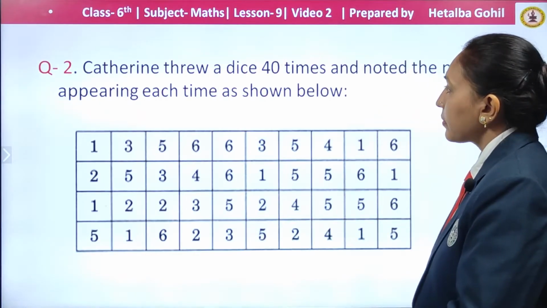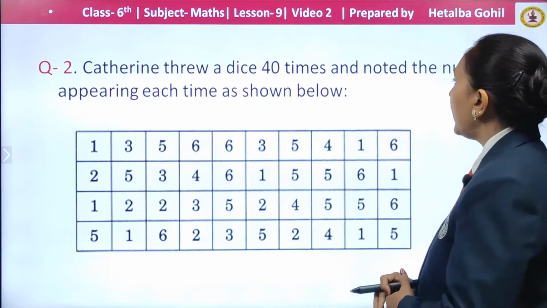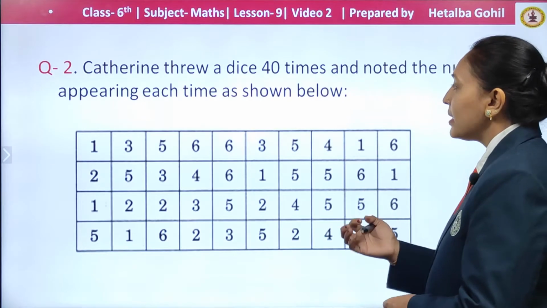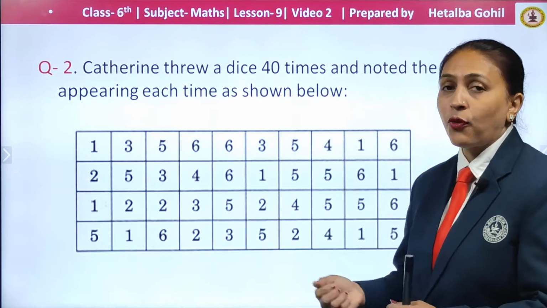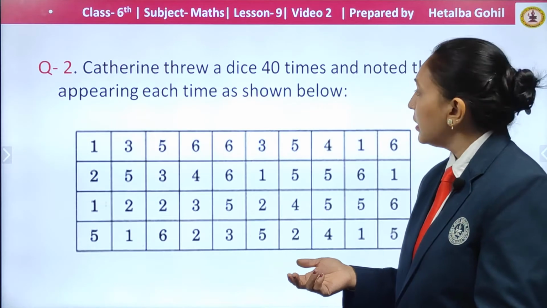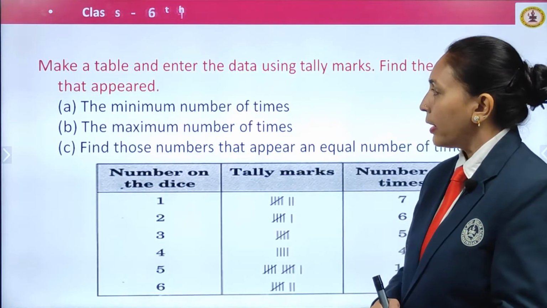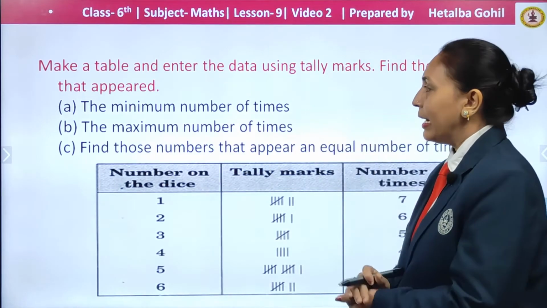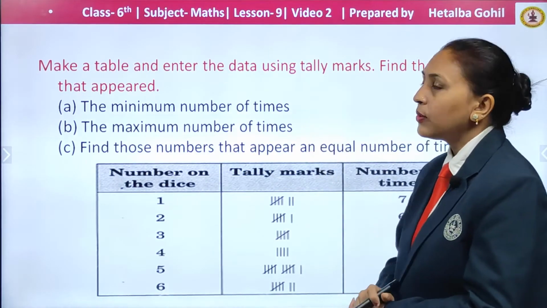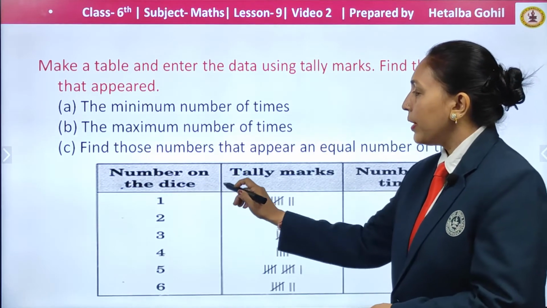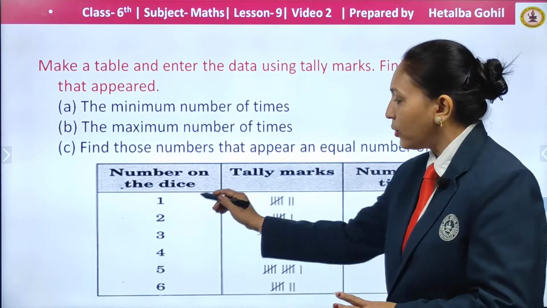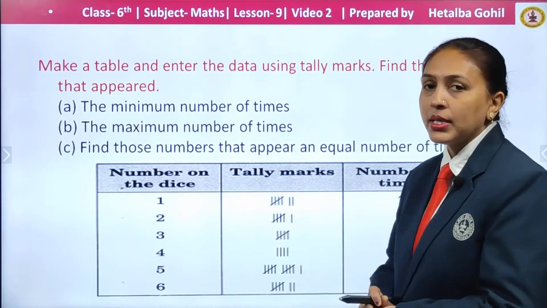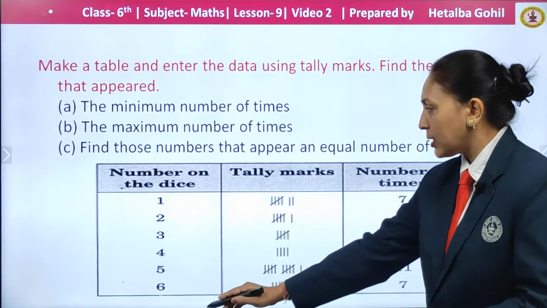Question number 2. Catherine threw a dice 40 times and noted the number appearing each time as shown below. So when she was playing with the dice, children, she played 40 times and she observed each number that she got, and those numbers we have to put in the form of a table using tally marks, and a few questions are to be answered with that. So here the dice has only 6 sides. So 1, 2, 3, 4, 5 and 6 are the only possibilities of getting numbers on a dice. So I have listed 1 to 6 only.